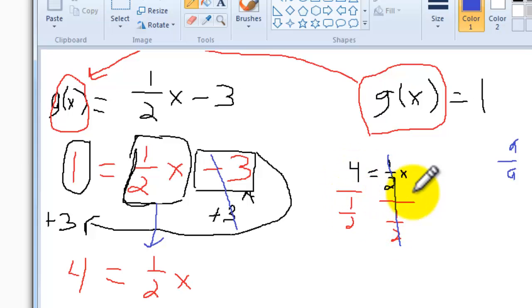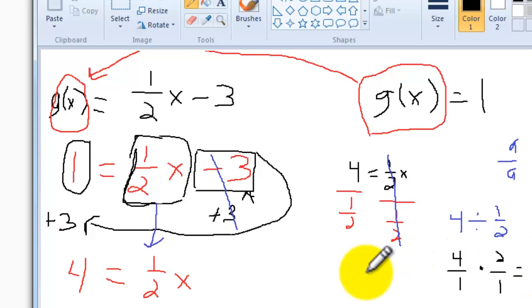This is where it gets sticky. You have 4 divided by 1/2. And there's a couple of ways to do it. I know students might do this differently. You go 4 over 1, always put a whole number over 1, multiply by the reciprocal, which will give you 8. So really now, 8 equals x.